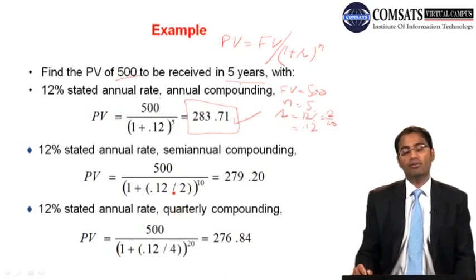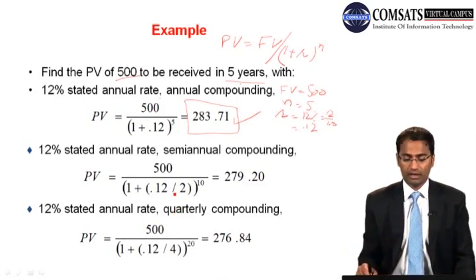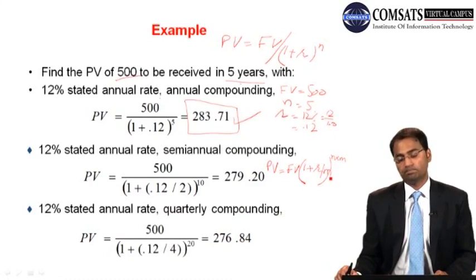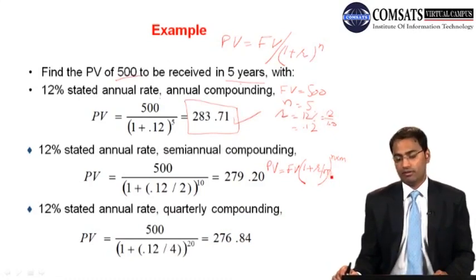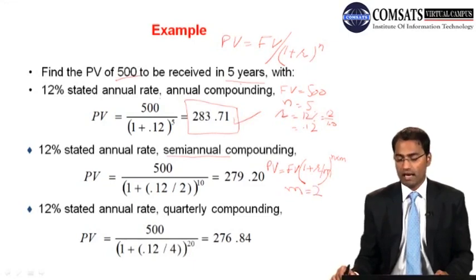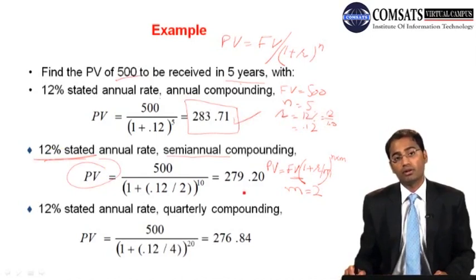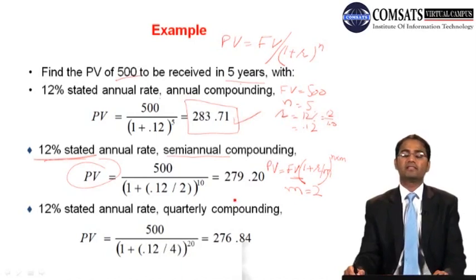compounding. And if you go for biannually or semi-annually, then you will use this formula. Present value is equal to future value divided by (1 plus R per M) to the power N times M. Okay, let's check it out. Sorry, M, and then N times M. Okay, so M is the compounding interval, and for this very problem we have 2 compounding intervals. So M is equal to 2 for this problem, and N is equal to again 5 years, and FV is 500 and R is 12%. Okay, so then the present value becomes 279.20.